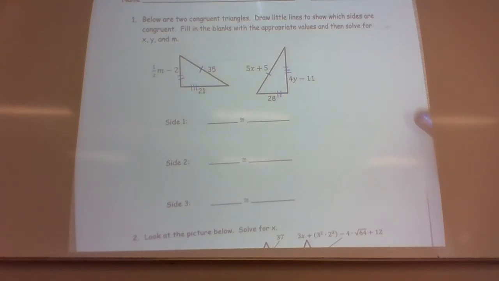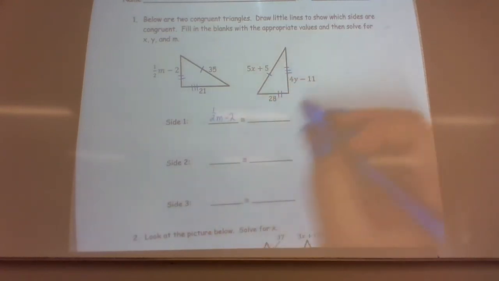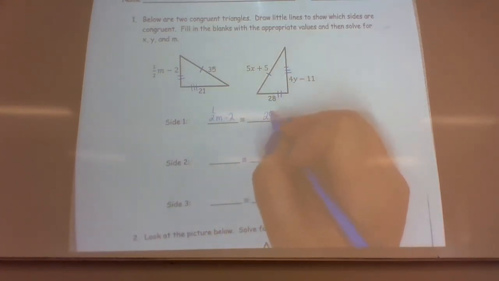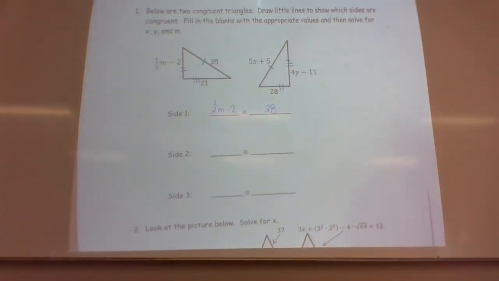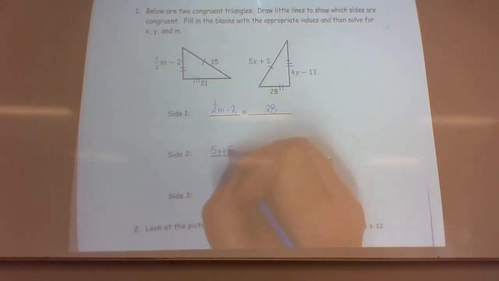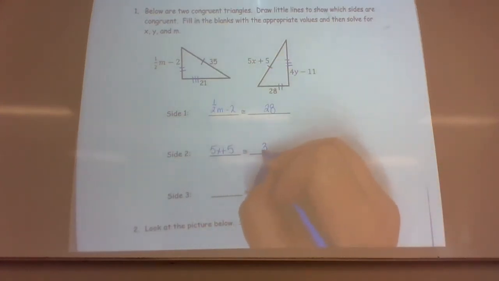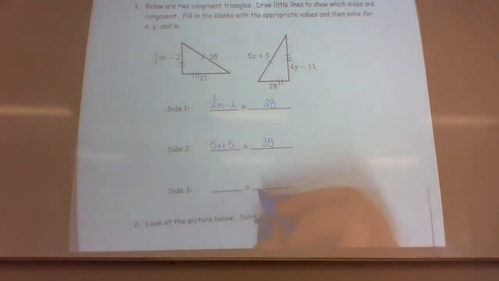So side 1 is 1/2 m minus 2 equals 28, right? Because those two sides are congruent. Side 2 is 5x plus 5, and that's going to equal or be congruent to 35. And my side 3, 4y minus 11, equals 21.